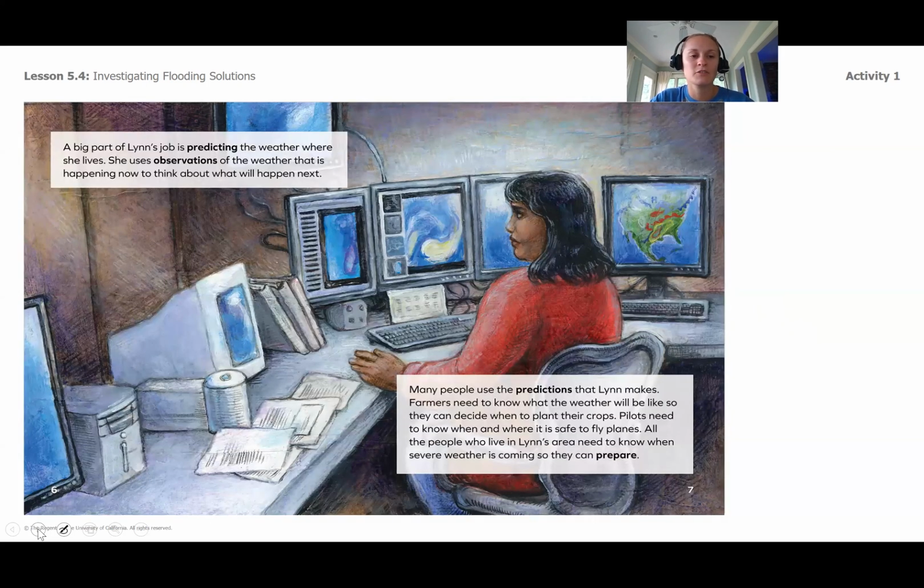A big part of Lynn's job is predicting the weather where she lives. She uses observations of the weather that is happening now to think about what will happen next. Many people use predictions that Lynn makes. Farmers need to know what the weather will be like so that they can decide when to plant their crops. Pilots need to know when and where it is safe to fly planes. All the people who live in Lynn's area need to know when severe weather is coming so that they can prepare.